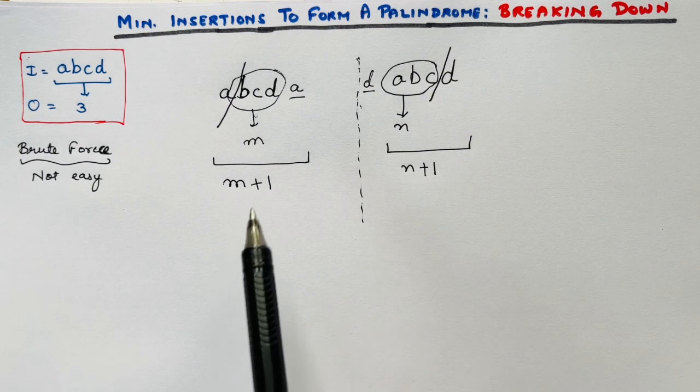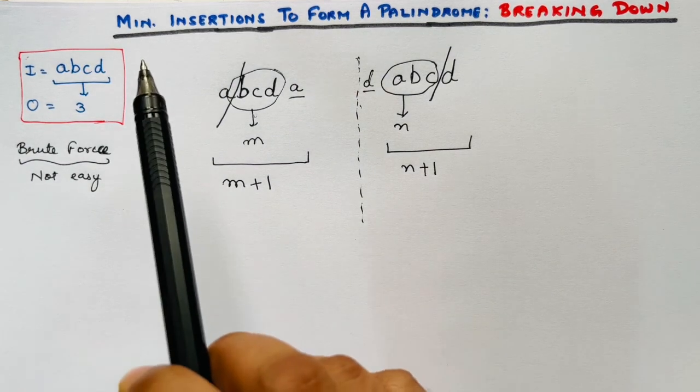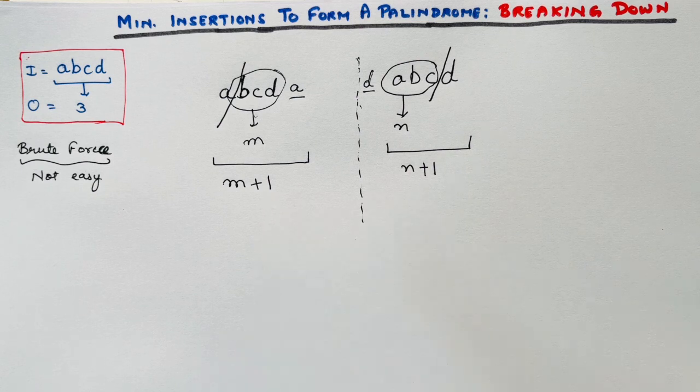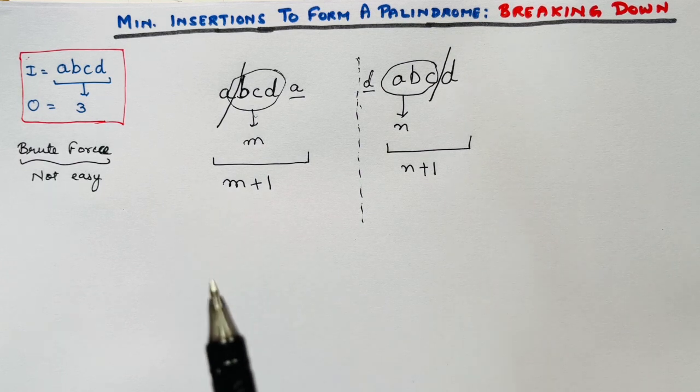So now what should we choose among these two? Since our aim is to choose the minimum, we will choose whichever is minimum of the two. Now is that it? We have still left one case where the last letter and the first letter of the string are same.